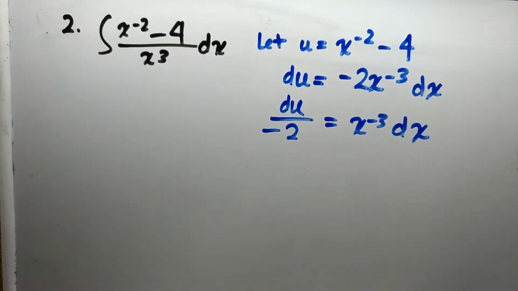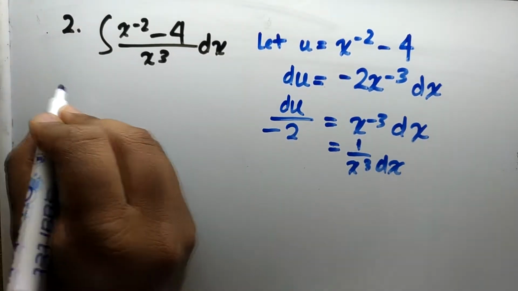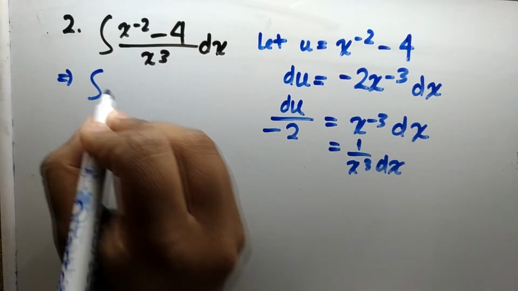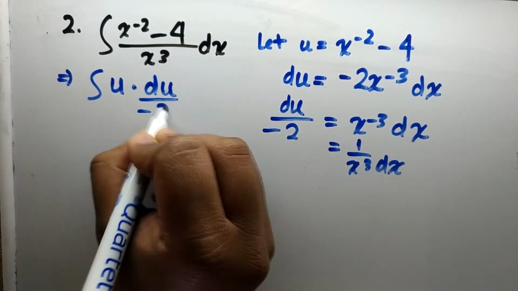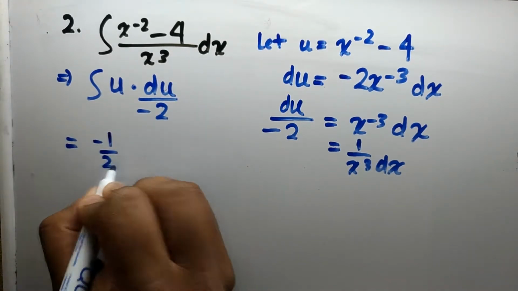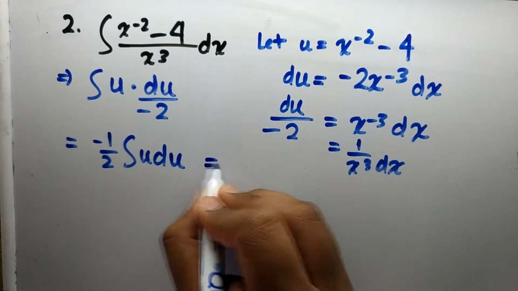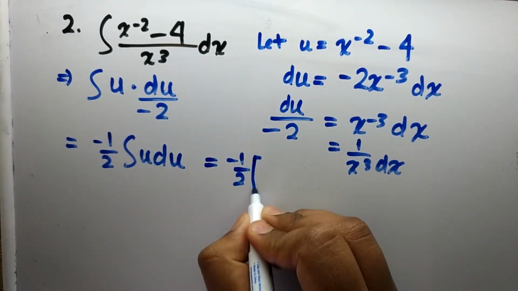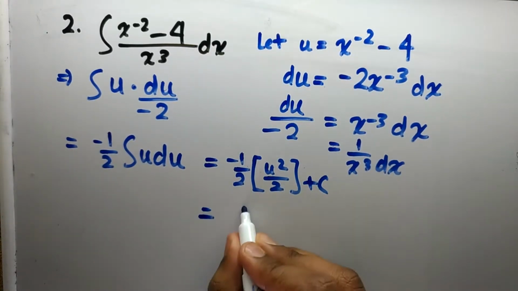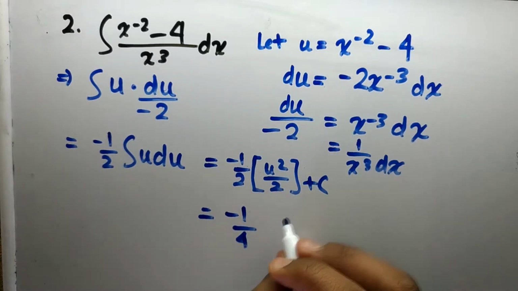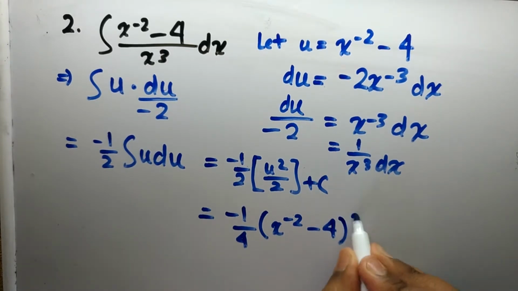And x to the negative 3 is just 1 over x to the 3, and that's what we got in our original integral. So we can replace the original integral with u times du all over negative 2, and we can pull out the 1 over negative 2, and we're just left with u times du, and we can easily integrate this. It's just u squared over 2, and then we can just substitute what we subbed in for u, which was x to the negative 2 minus 4. So after we do that, we get our final answer.